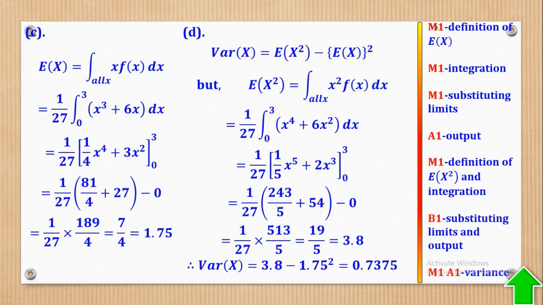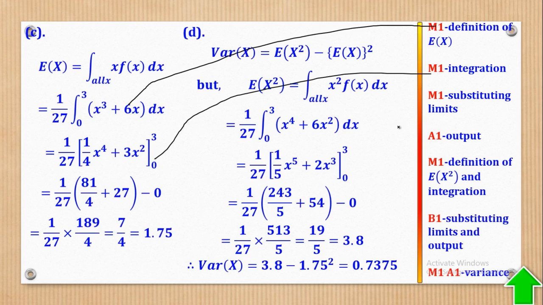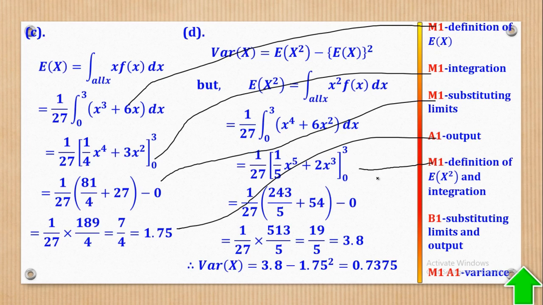So M1 for the definition of mean, which is there, M1 for integration, M1 for substituting limits, A1 for the output. Then here M1 for definition and integration, so it's given at that step. Then B1 for substituting the limits, so these two must be seen. Then M1 for this substitution into a formula for variance, and A1 for the final answer which is required.